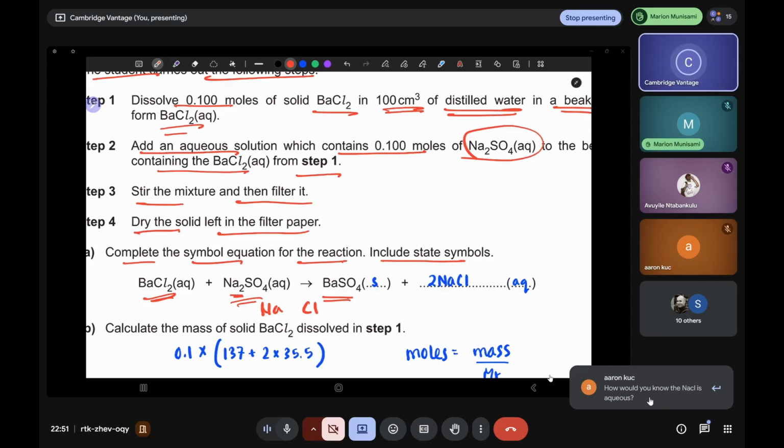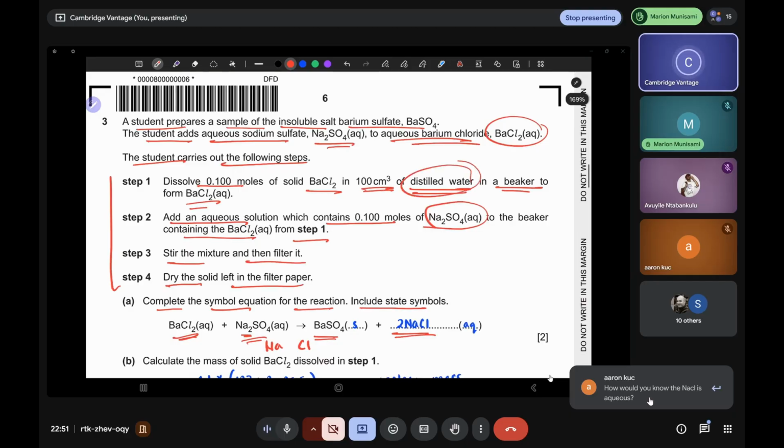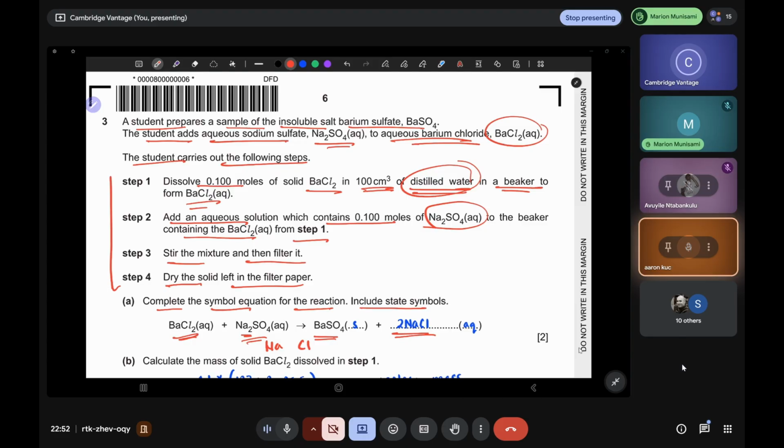The NaCl is going to be aqueous mainly because it's performed in distilled water, or like the entire experiment is done using solutions. So if you're reacting solutions, you will end up with solutions if it's a soluble salt. If it was an insoluble salt, then you would have gotten a solid. Does that answer your question? Yes, sir. Thank you. All right, you're welcome.